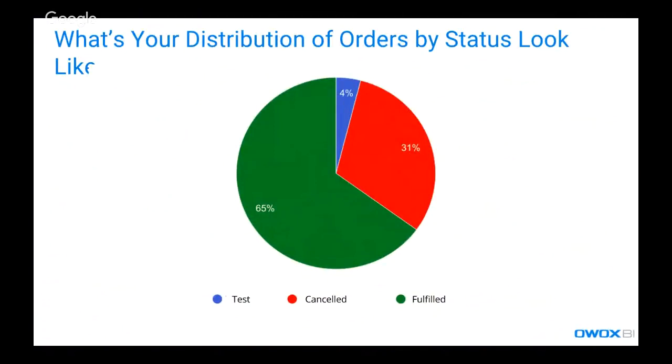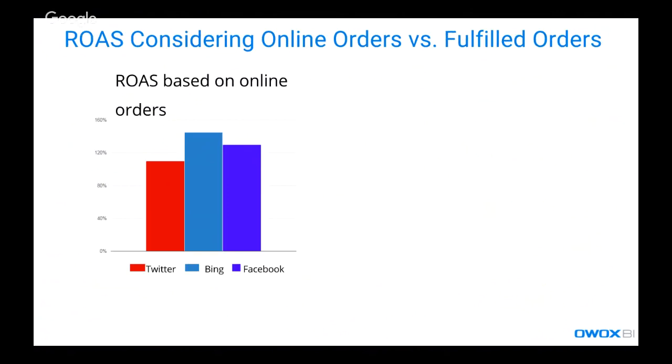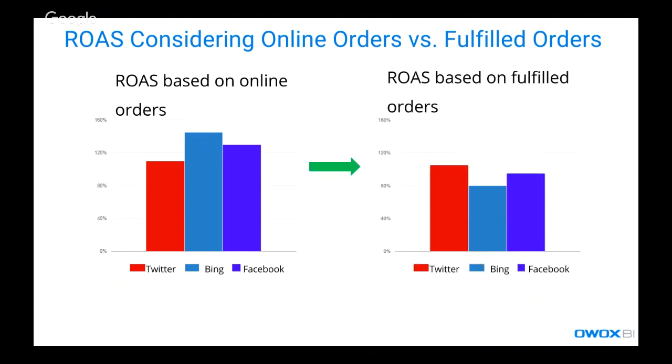That's actually the picture that I was talking about. For instance, you can have 100 orders, 100% of orders, and a big part of them, like 35, 40%, can be canceled or test or returned. And if you try to evaluate return on ad spend considering those returns, it might also turn out that it's very different from what you expected it to be.